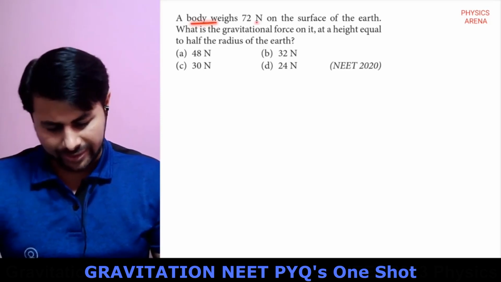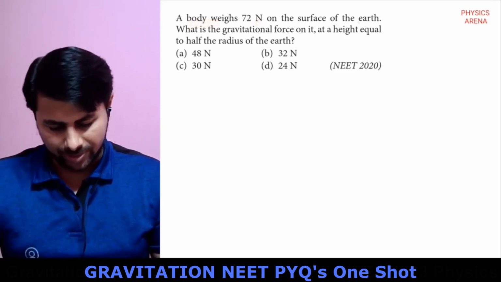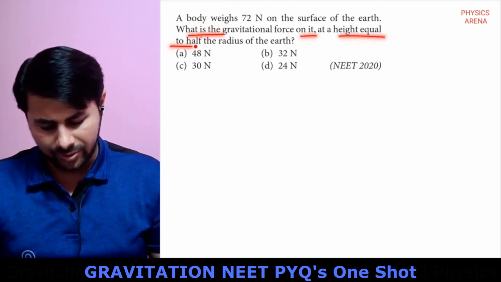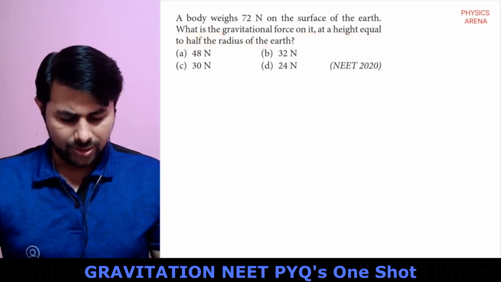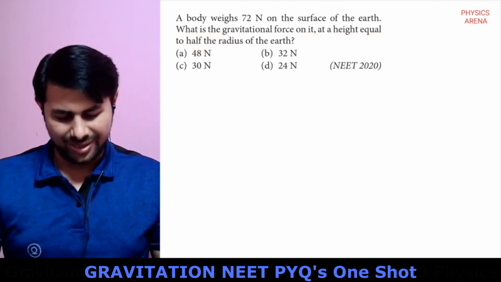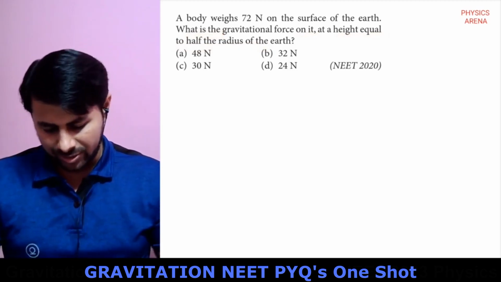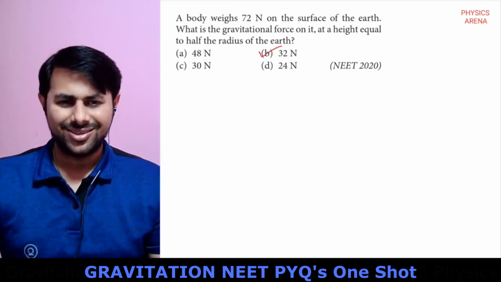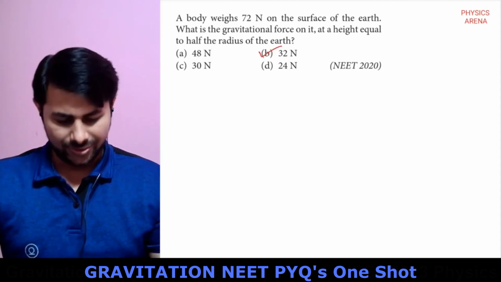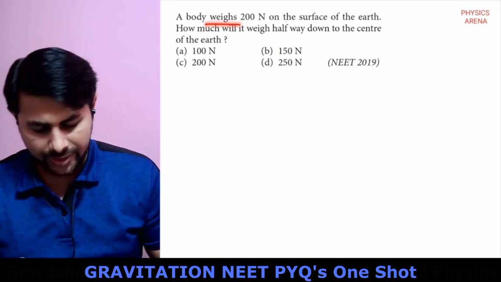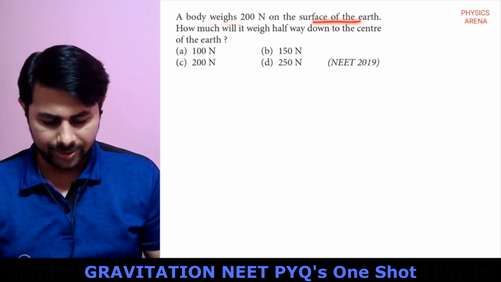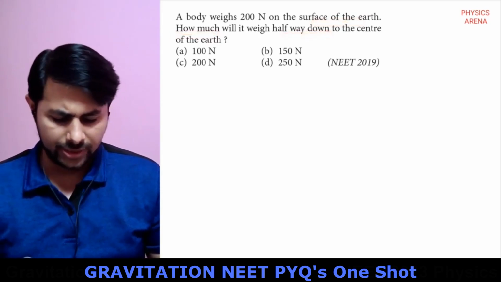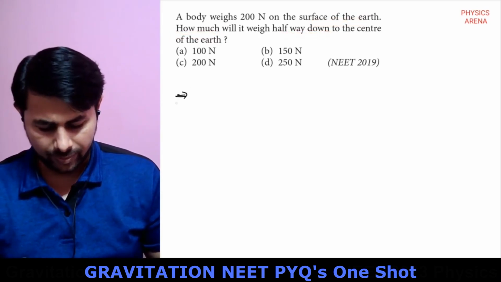A body weighs 72 Newton on the surface of Earth. What is the gravitational force on it at a height equal to half of the radius of Earth? This is an exactly repeated question, right? So we have solved it. It is 32 Newton, I remember. Next, the body weighs 200 Newton on the surface of Earth. How much will it weigh halfway down to the center of Earth?